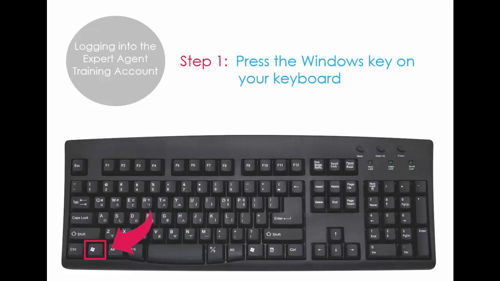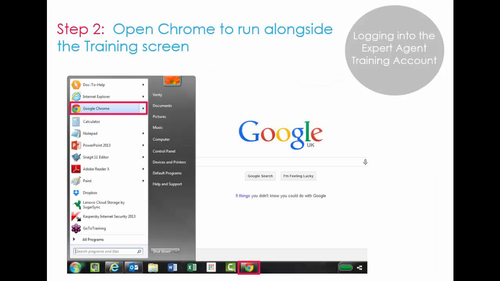So the easiest way to get yourself logged into the Expert Agent training account is to press the Windows key on your keyboard. This opens up your Start menu, and from the Start menu you select Google Chrome. Now, if you don't have Google Chrome, the best browser to use after that is Firefox, and then at a push, Internet Explorer and Safari. Where possible though, please always use Chrome. Expert Agent was designed on Chrome. It runs the best on Chrome. There is a download link on our login page for Chrome, or just go through Google and type in Chrome, and that will give you the option to download it. So where possible, always use Chrome.